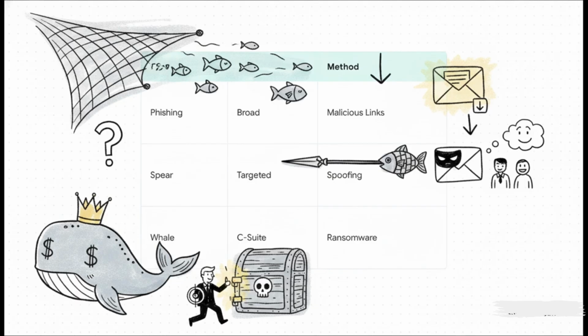But then it gets sneakier and evolves into spear phishing in that middle tier. This is highly targeted. The attacker actually researches you personally, and they might even spoof an email to look exactly like it's coming from a trusted friend. And finally, down at the bottom, we have whale phishing. This one goes after the literal big fish, the C-suite. They are explicitly targeting the folks who hold the highly valuable proprietary information.